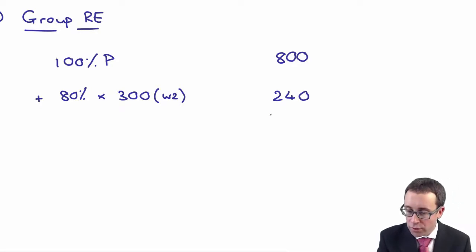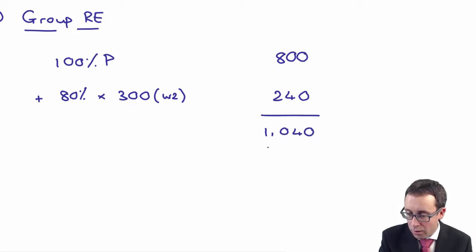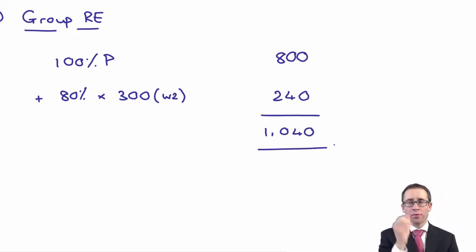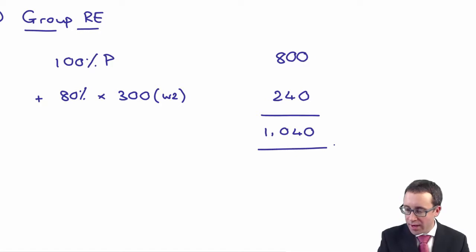80% of 300 is 240. Add that together, it gives me 1040. Okay, that is the group retained earnings at the end of the year. Okay, excellent. We then need to prepare the full consolidation.